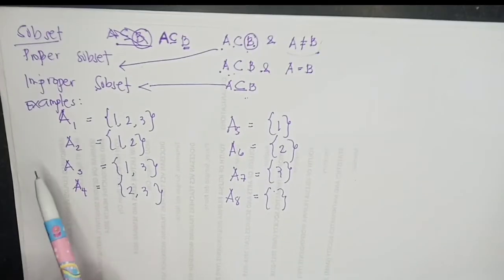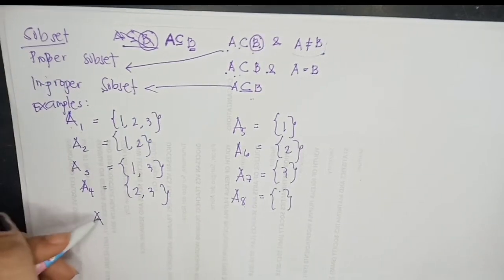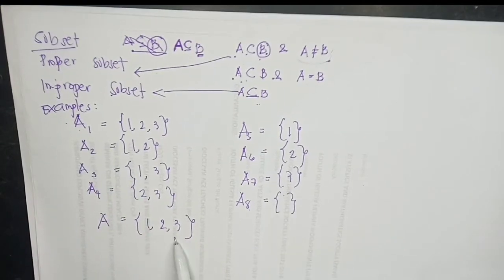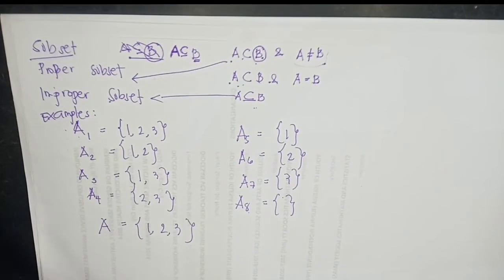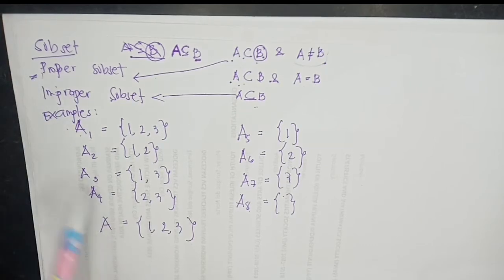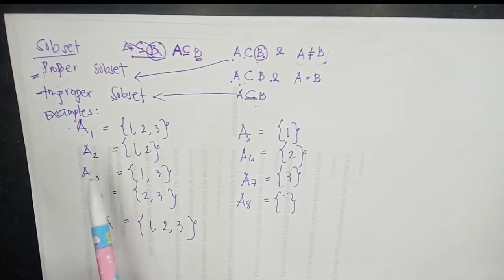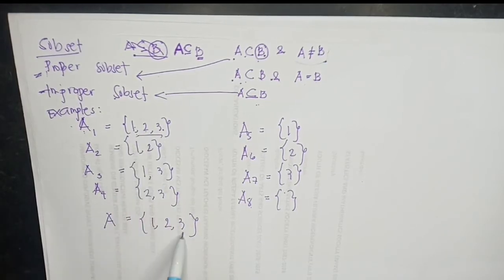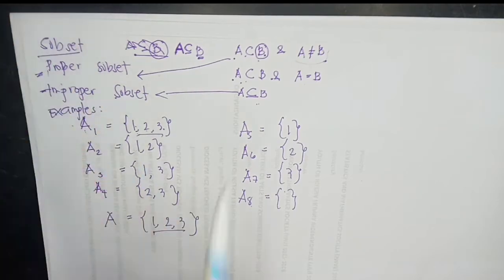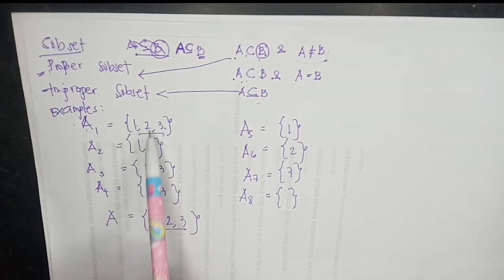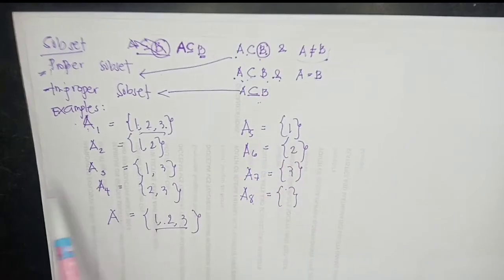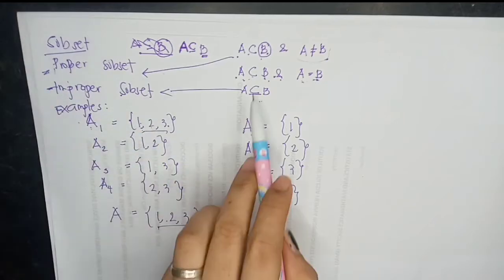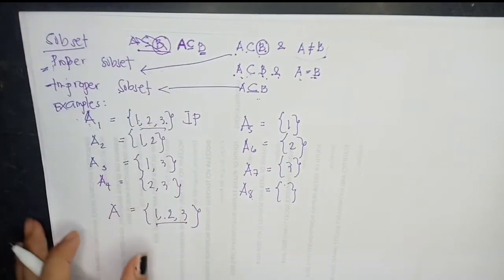So, given the sets A1 to A8, and our A is 1, 2, and 3. All of A1 to A8 are subsets of A. But we should identify which are the proper subsets of A and which are the improper subsets of A. Okay? The elements of A1 are 1, 2, 3. All the elements of A1 are in A. So it must satisfy that A1 is a subset of A, and it is equal since A1 is a subset of A and A1 is equal to A. So when it is equal, it is improper. It is an improper subset.